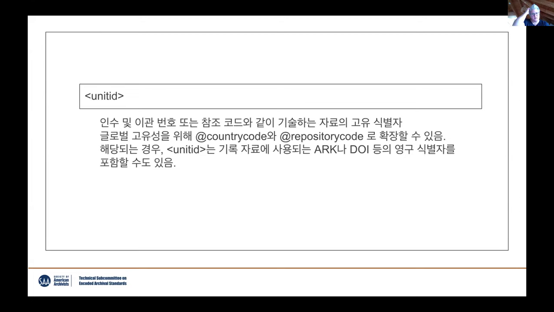The next element within did is the unitid. So that's a unique identifier for the materials being described. And this could be an accession number, or it could be a reference code, or it could be some other type of identifier that you're using in your context for this specific unit of description. There's also a possibility to use the attributes countrycode and repositorycode to create the idea of a global uniqueness in combination with what you have put into unitid. Or similar to what I mentioned with regard to recordid, you might actually be using persistent identifiers like ARKs or DOIs or similar models within the unitid directly.